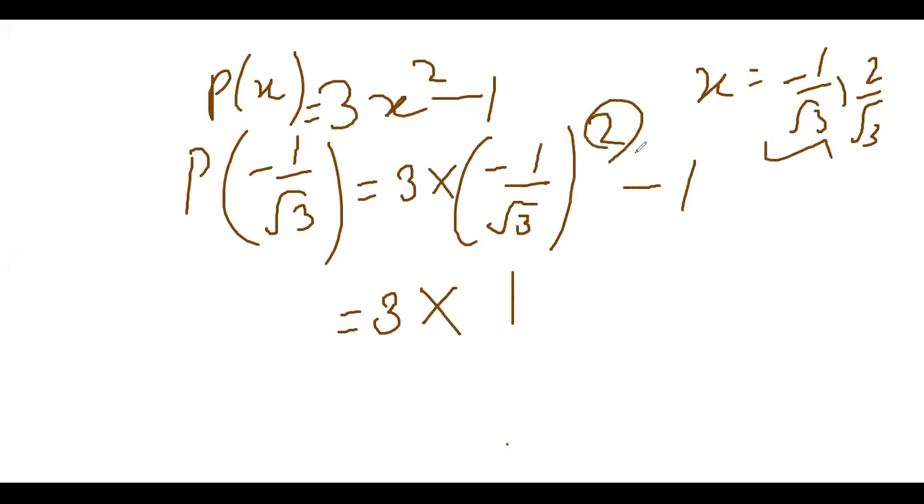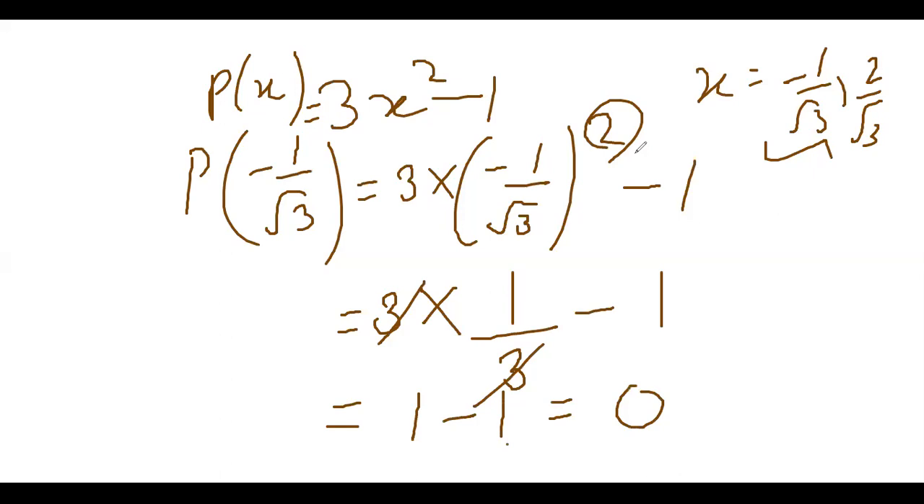That's why upon √3 square means 3, minus 1. Then you will do multiplication. 3 and 3 cancel. 1 minus 1 is equal to 0. So we'll say that yes, -1/√3 is a zero of the given polynomial.